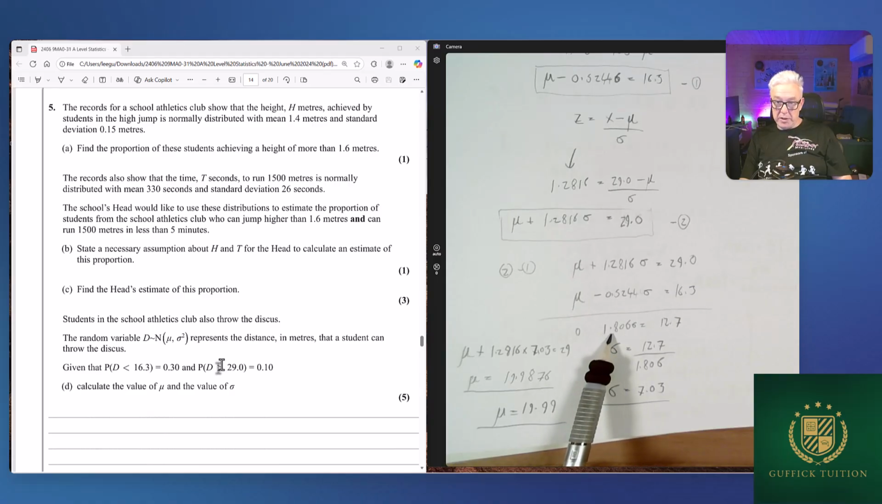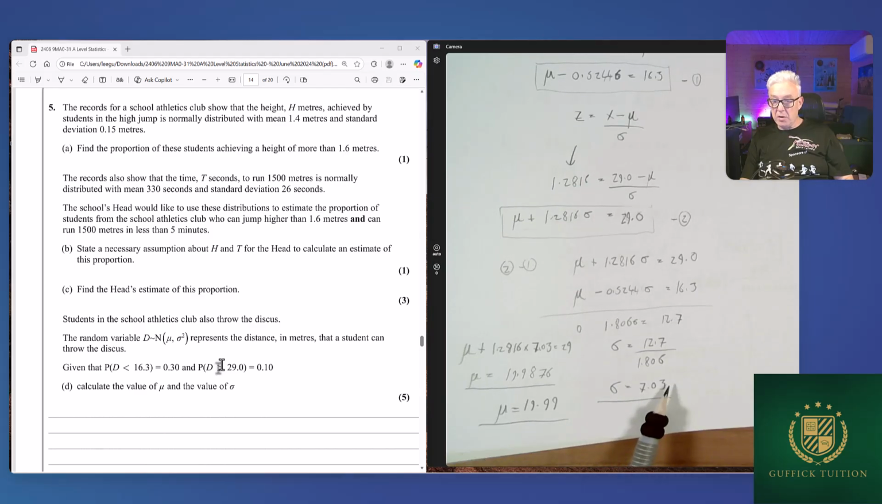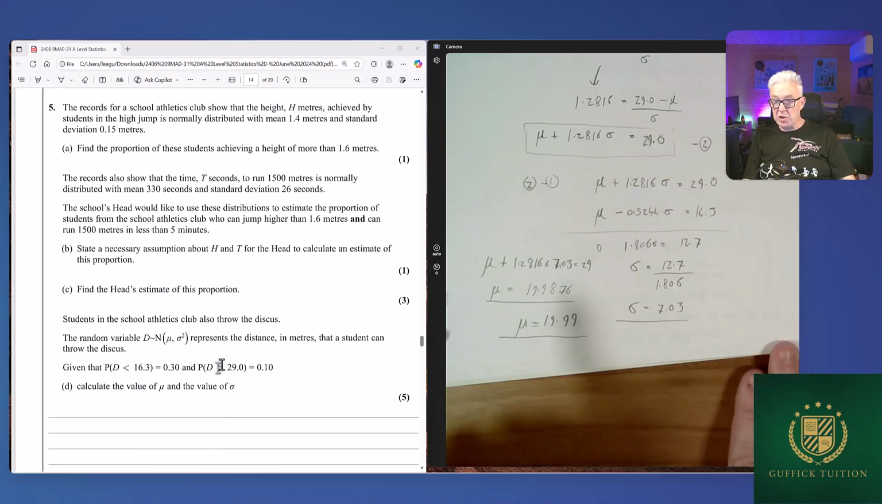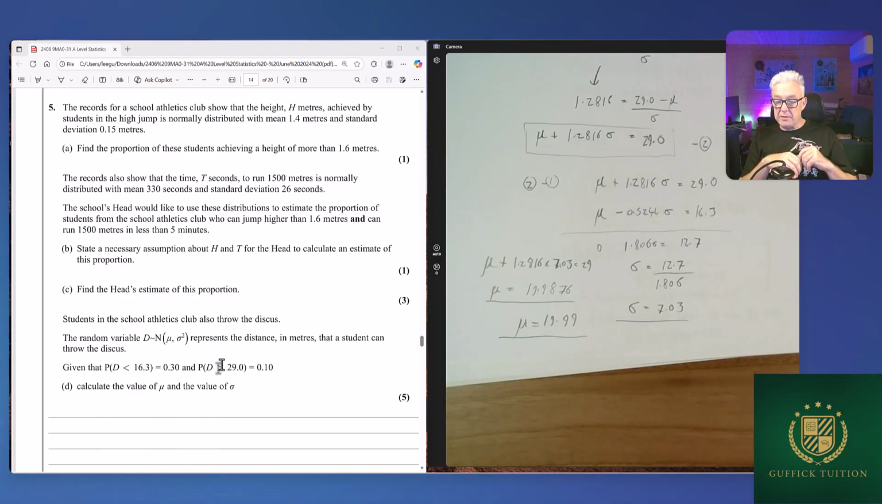We get 1.8066 sigma equals 12.6, so our standard deviation is 7.03. Once we know the standard deviation is 7.03, we then go to either of the equations and sub that result in order to calculate our mu, and that gives us mu is equal to, I've put 19.99. So that is how we find our mu and our sigma.